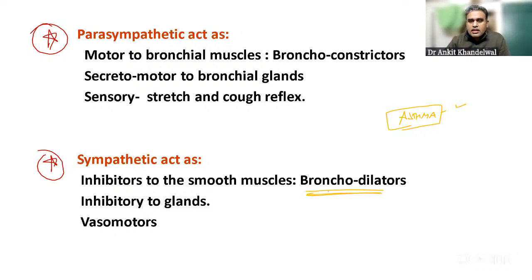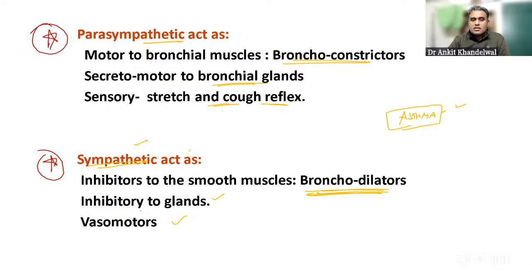The drugs over here are actually sympathetic. You have to give beta 2 bronchodilators, sympathomimetic drugs. Similarly, the parasympathetic over here is motor to bronchial muscle, so it is bronchoconstrictor. It is secretomotor to the glands and sensory for stretch and cough reflex. Opposite of this, the sympathetic is inhibitory to glands and vasomotor.